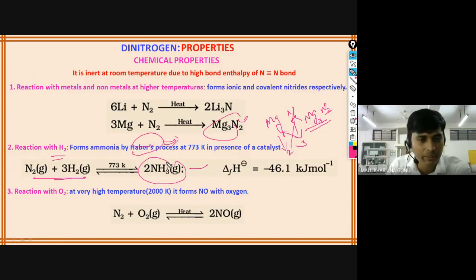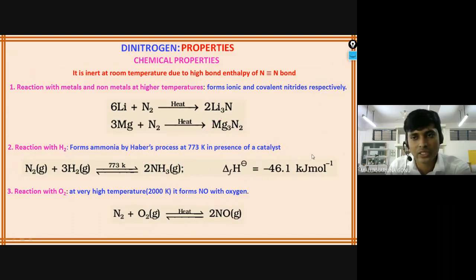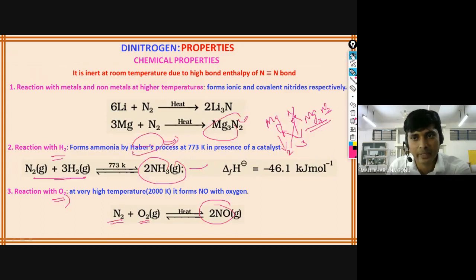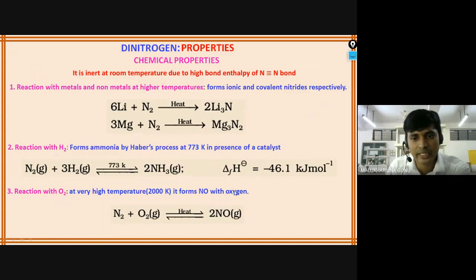Okay, in the equilibrium chapter we have studied this equation many times. It is Haber's process. And reaction with the oxygen. Nitrogen gas when reacts with the oxygen, oxides form, different products form. So this is used in the preparation of nitric acid, which we will see when we study that concept.